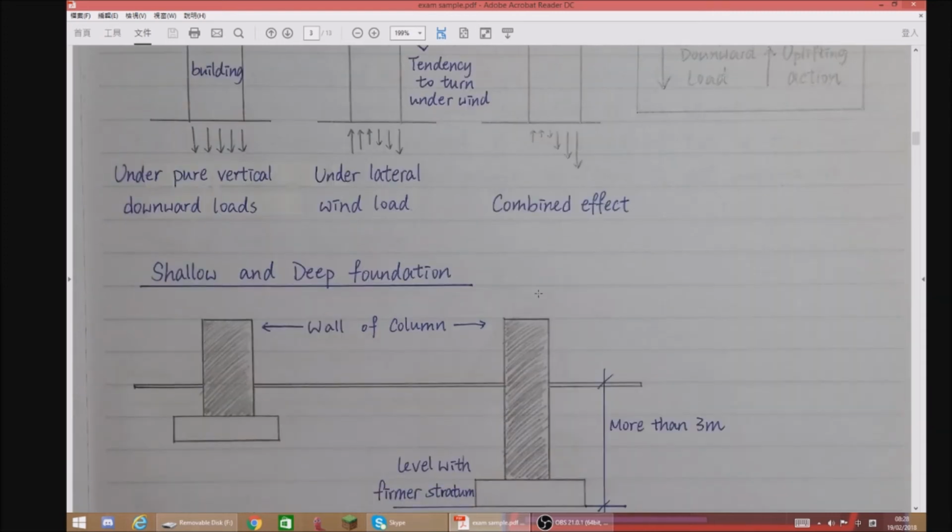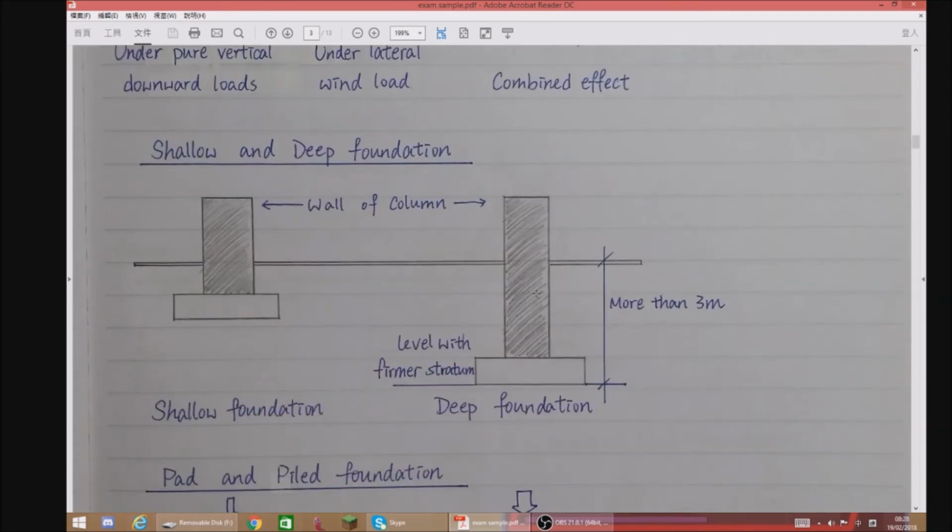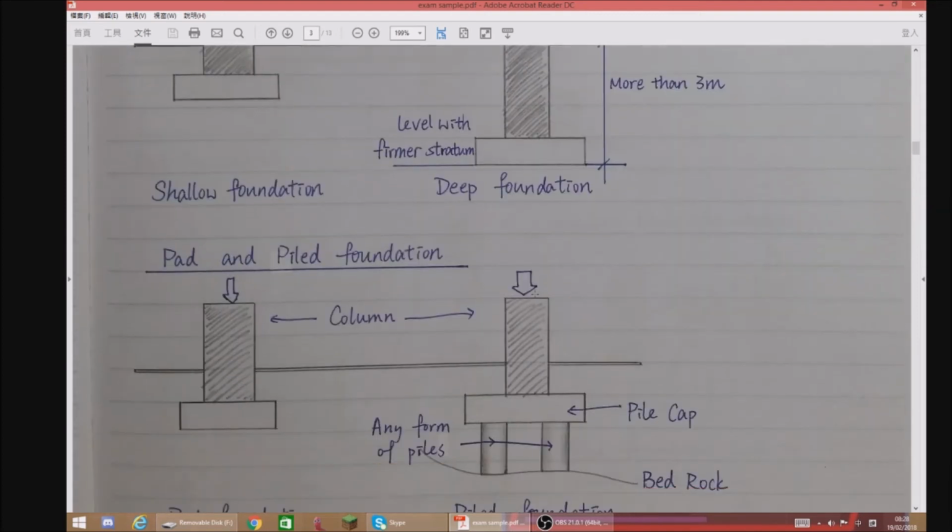I think most likely you will understand shallow foundation and deep foundation. Roughly speaking, more than 3 meters is the so-called deep foundation. And sometimes for the deep foundation, we use the so-called pile foundation. This is another type of pile foundation. You need to remember, if there's a pile, we call it pile foundation.